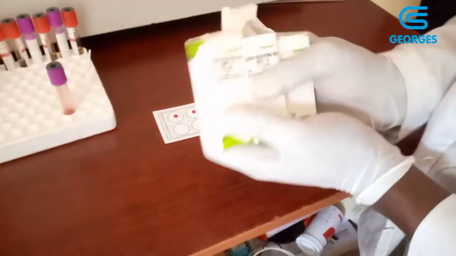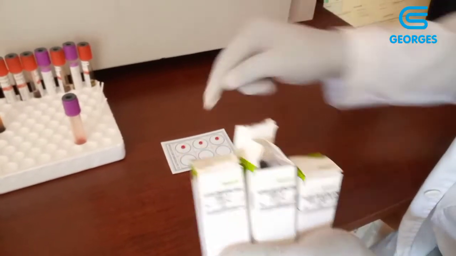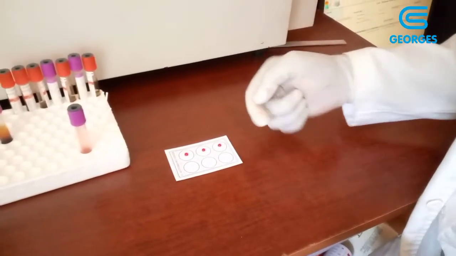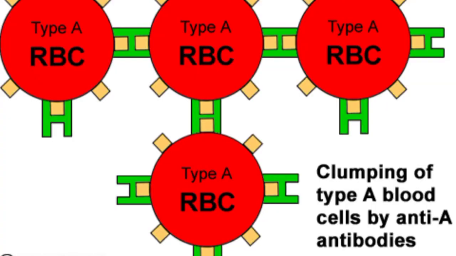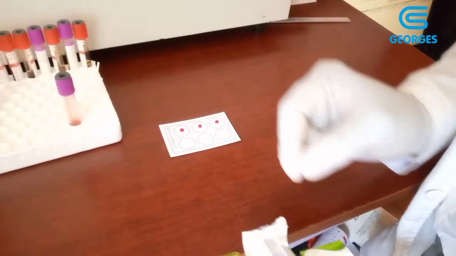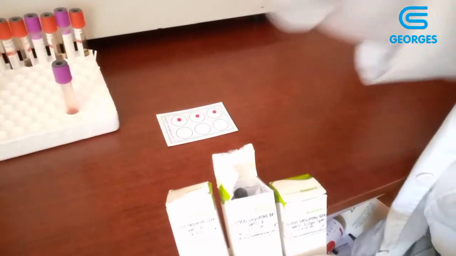So we put a single drop of these antisera on our tile, then we will stir them, and when we stir them, we will look for agglutination. Agglutination means clumping of the red blood cells. So when the red blood cells clump, we therefore know that this is the specific blood group for this particular individual. So I'll start with the anti-A.